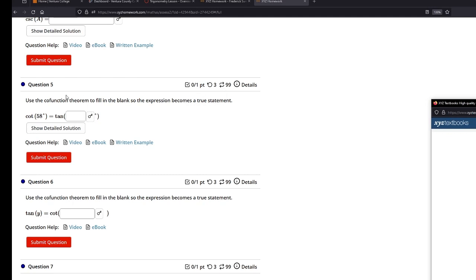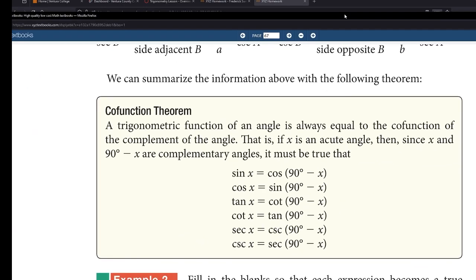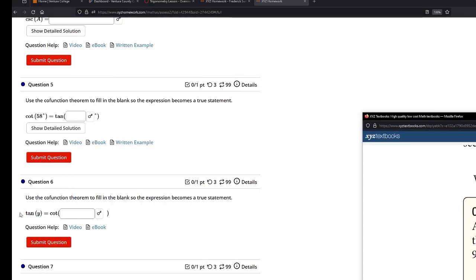Okay, for a problem like this, we have the cofunction theorem. It says use the cofunction theorem. So what's that? Well, the cofunction theorem basically tells you if we know about something written in terms of sine, we can write it in terms of cosine. If we have something written in terms of tangent, we can write it in terms of cotangent. And you just use these formulas right here in order to do that. Okay, so that's what these problems are asking you to do.